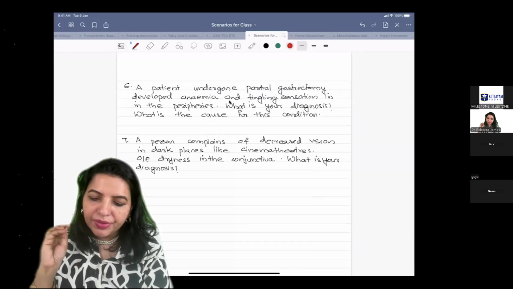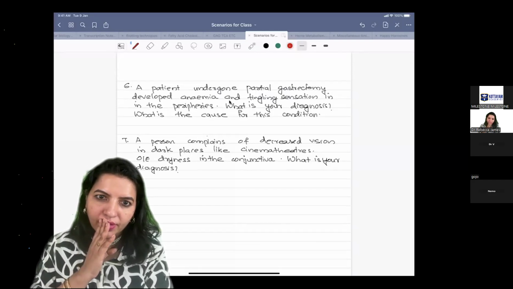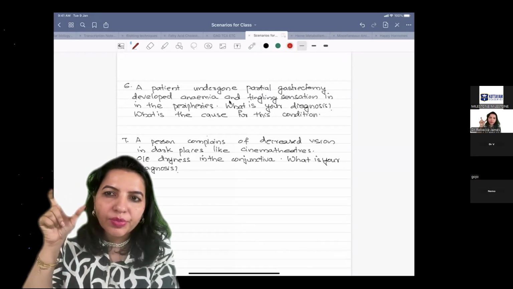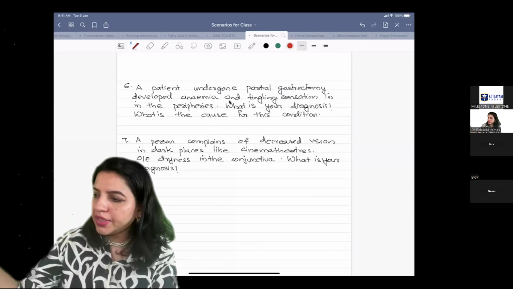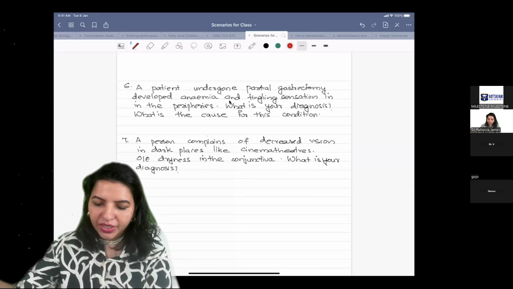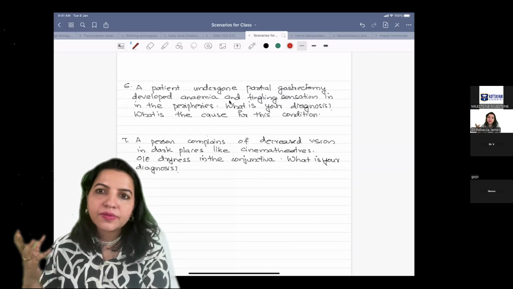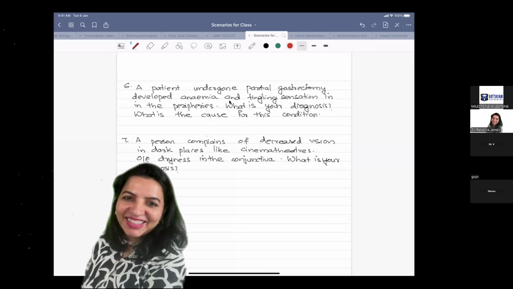Partial gastrectomy, developed anemia, tingling sensation. What is your diagnosis? B12. Correct. So which is the biochemical marker in B12? Intrinsic factor low. Yes, correct. What is the biochemical marker here? Methylmalonic acid. Correct. Person complains of decreased vision in dark places like cinema theaters. Yes, MM-CoA. Correct.